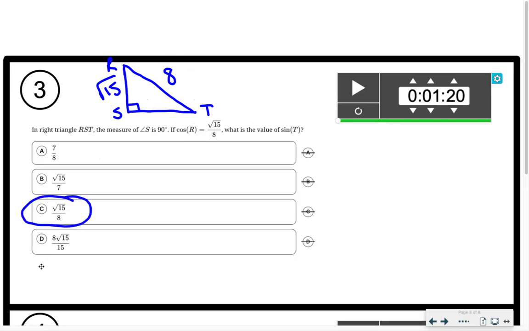Now, there is a shortcut here. Whenever you have two angles that are complementary, and a situation where you would have that is the two non-right angles in a right triangle, they are going to be complementary. Whenever you have the cosine of one, that'll always equal the sine of the other. And you can kind of see why that is because the opposite and the adjacent flip when you go to the other angle, and it'll be the same side.